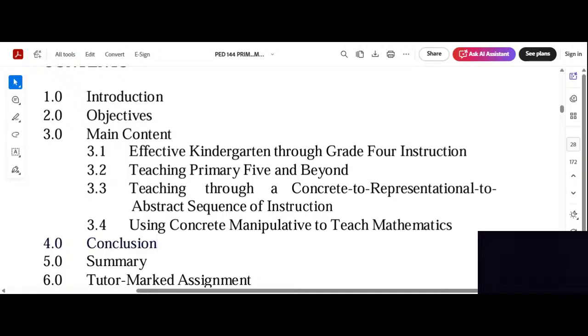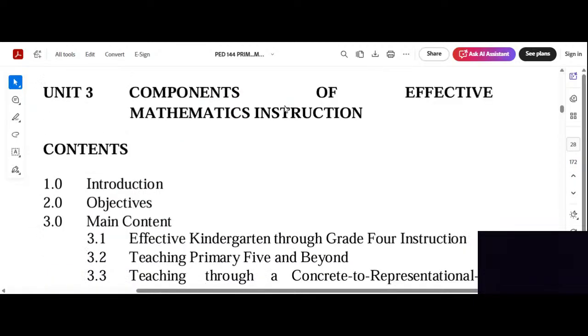Thank you. So, Madam Titi, as a form of reminder, we are starting the next class from Unit 3, Components of Effective Mathematics Instruction. Thank you.